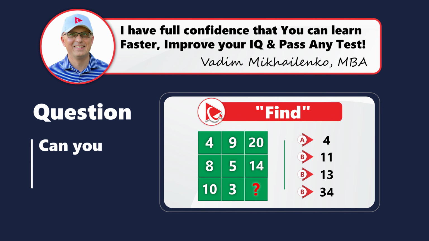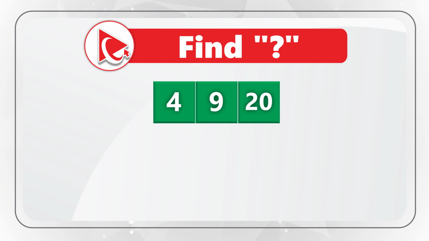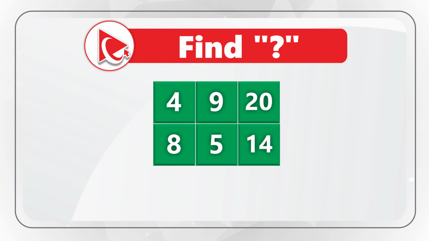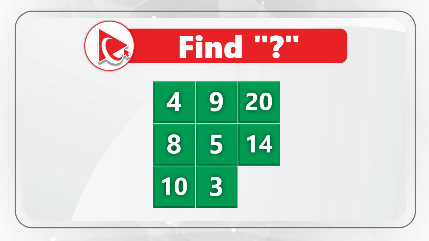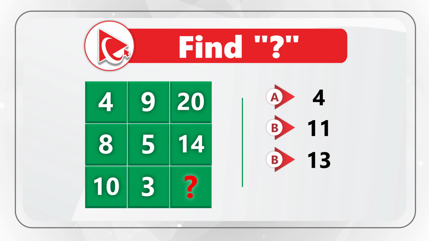Here's an interesting question where you need to find the missing number. You're presented with the set of numbers 4, 9, 20, 8, 5, 14, 10, 3, and then comes the missing number. You need to select or calculate the missing number out of four possible choices. Choice A, 4. Choice B, 11. Choice C, 13. And choice D, 34.